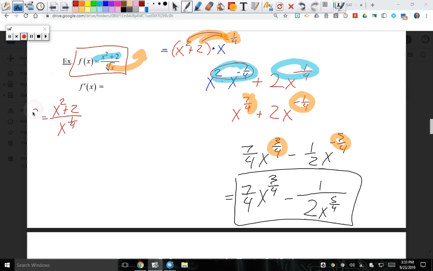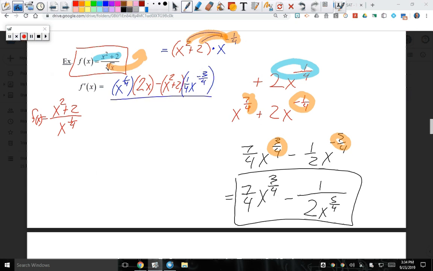first of all, this is the rewrite. And then I would have done quotient rule. Low d high minus high d low. 1/4 x to the what? Negative 3/4 all over what? X to the 1/4 squared.